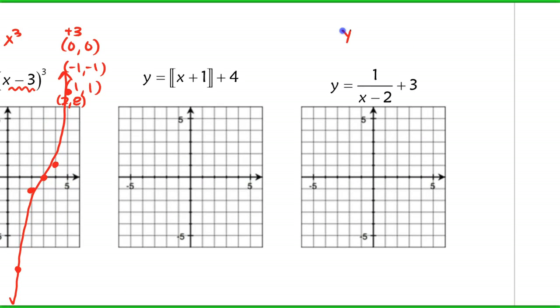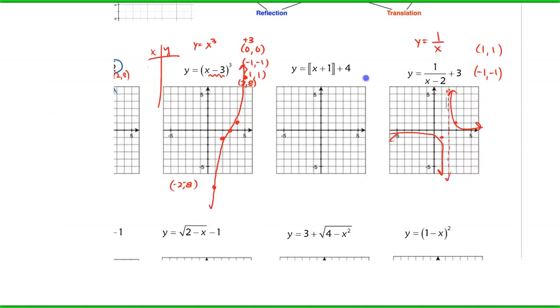Along with this one, this is going to be your mother function y equals 1 over x, so it's going to be translated 2 and up 3. So take your point 1, 1, and negative 1, negative 1, and translate those points only. It's also got an asymptote at x equals 2. I know you guys covered that before, but it can't cross this axis. Basically you're going to end up with these 2 points here, and you can just draw in the branches. Okay?